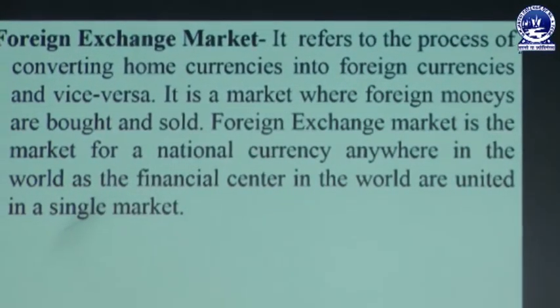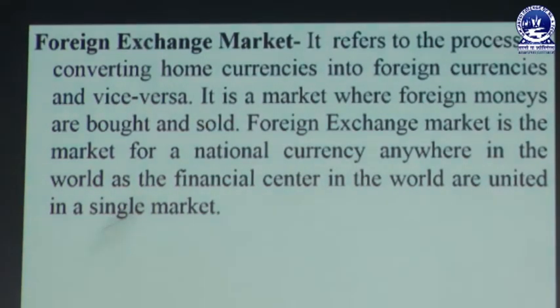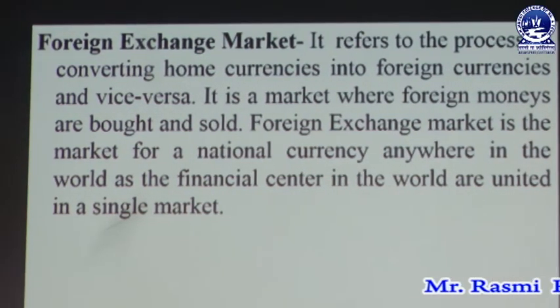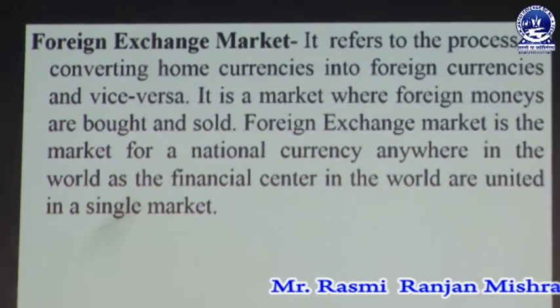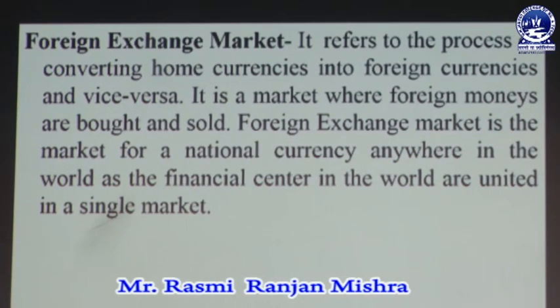Foreign exchange market is the market for a national currency anywhere in the world, as the financial centers in the world are united in a center or in a single market. So, in the world all types of financial centers come under one, that is a single market. So, foreign exchange market is the market for national currency.